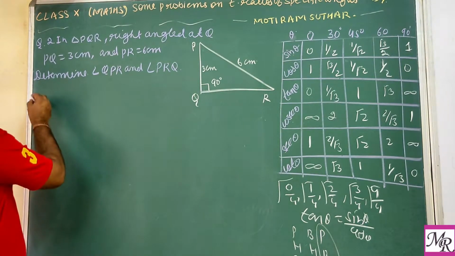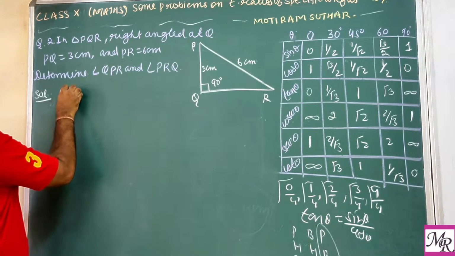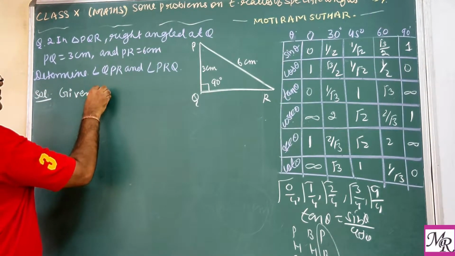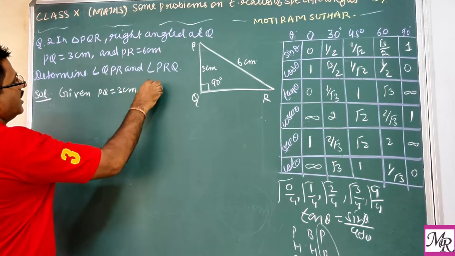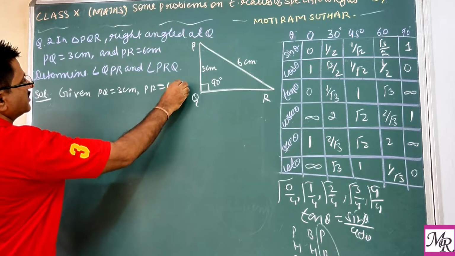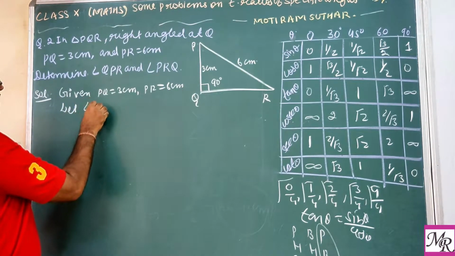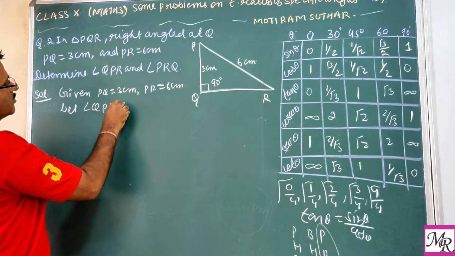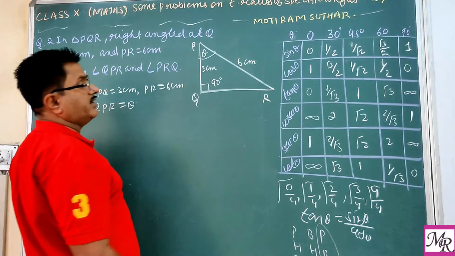So in the solution you write down, given: PQ equal to 3 centimeter, PR equal to 6 centimeter. So let angle QPR equal to theta. This angle we are considering, suppose that it is theta.